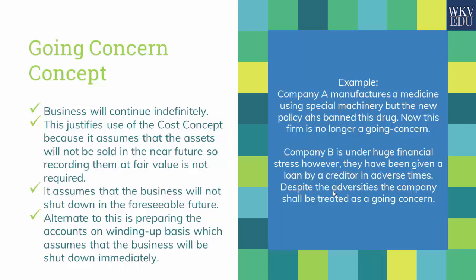Now when you prepare the accounts of this company, you will prepare it on the winding up basis, or you'll assume that it is no longer a going concern, despite the fact it was going pretty well before the ban happened. Company B, on the other hand, is under financial distress. However, even during these adverse times, it has found a creditor who is ready to lend it money to come out of this financial dilemma. Despite all these problems that Company B is facing, we'll assume that it is a going concern while we are preparing its accounts, right?